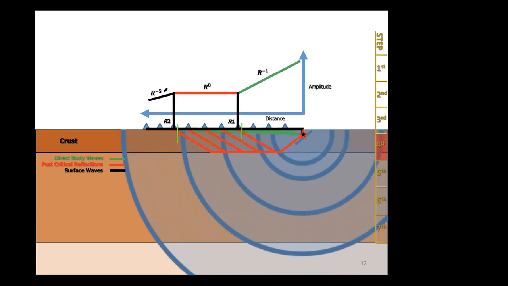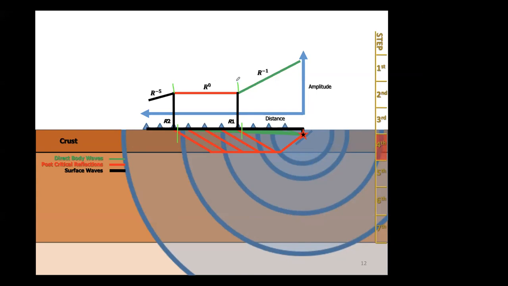This is our amplitude trend with distance, okay? We have two hinges. One is here, at a distance of R1, and the other is at R2. What is the R1 hinge? This is the distance at which the post-critical reflections from the Moho start to join the direct body waves.